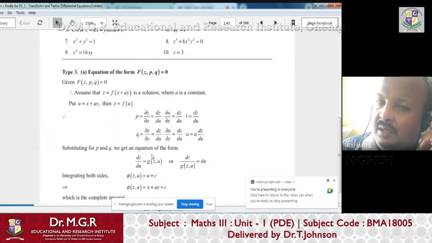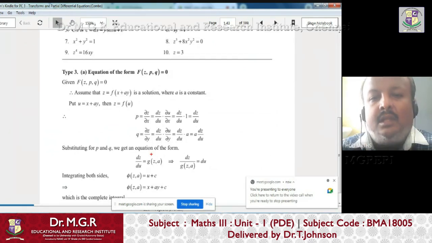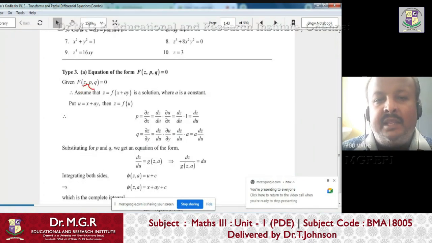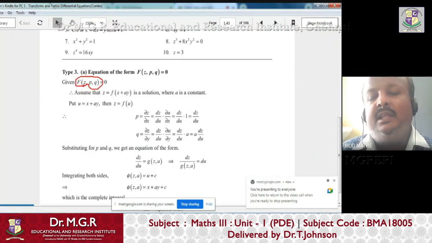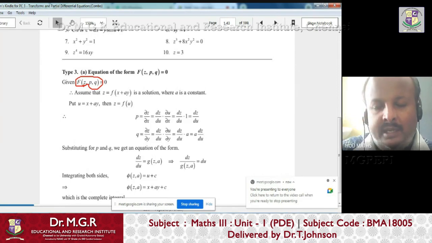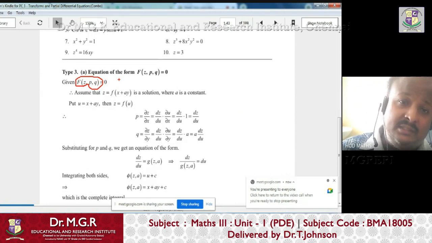So yesterday itself I just started type 3. In type 3 the important thing is it is of the form a function of z, p, q. That is just like in type 1 PDE, where we have only p and q in the equation. Similarly here we have only z, p, q, and x and y do not occur explicitly, but still z, p, q are functions of x and y. So inside z, p, q, x and y are there, but explicitly they are not in the equation.